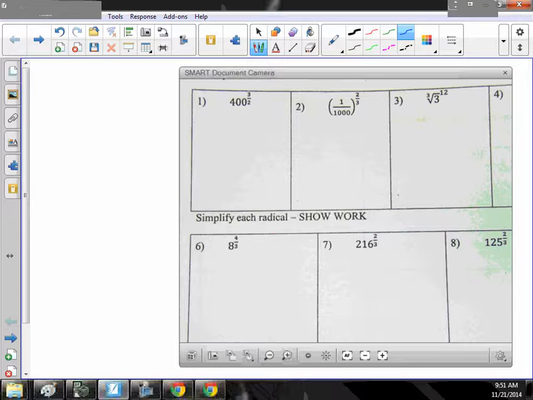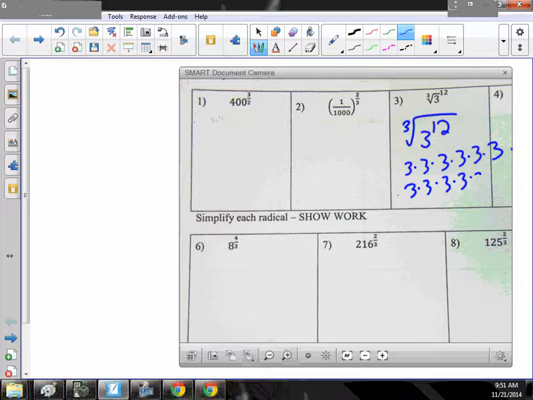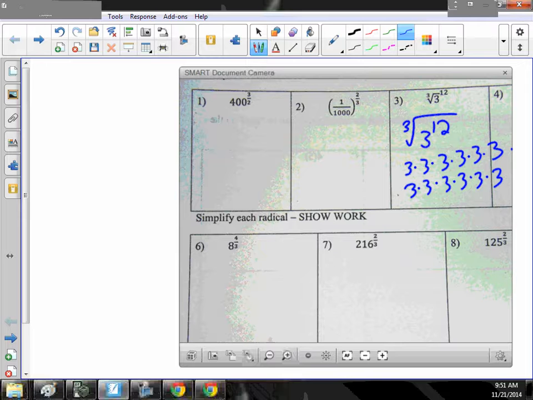Okay? So, one thing I can do is move this 12 inside. And I could calculate 3 to the 12th. It's going to be some huge number. And then take the 3rd root of it. But really, this is just 3 times 3 times 3 times 3. How many of these 3's am I going to keep?